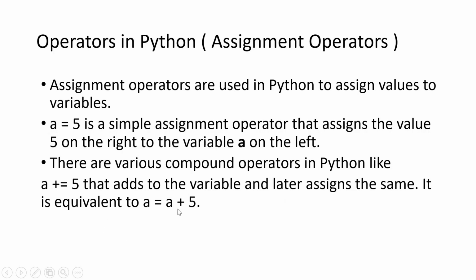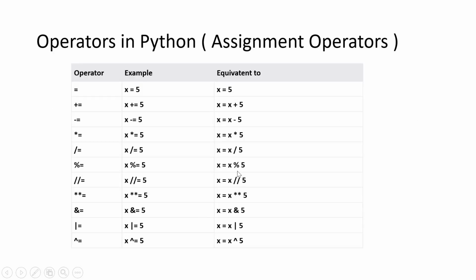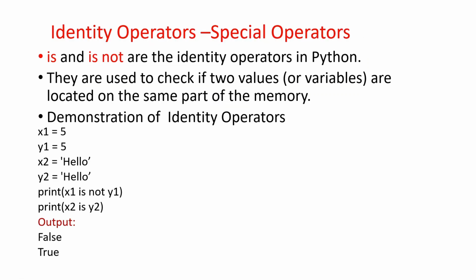It is equivalent to a = a + 5. So all these are the assignment operators. Equal to, that is x = 5. These are the remaining compound operators, that is x += 5, which is x = x + 5, and x -= 5, that is x = x - 5. So all these are the assignment operators we can use in Python, the same as in C and C++. Now the most important operators are identity operators.